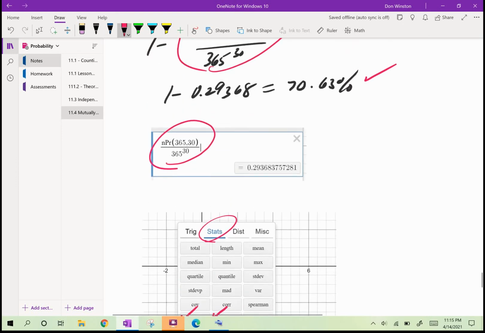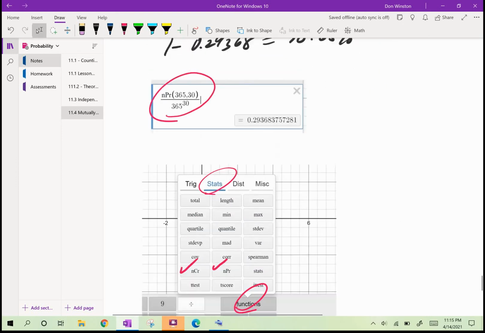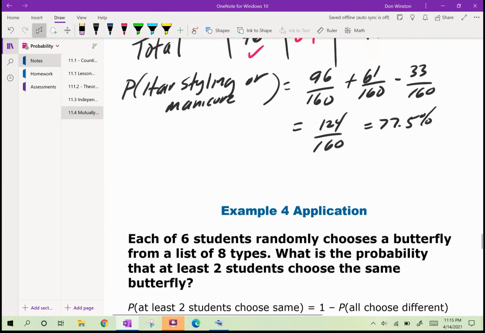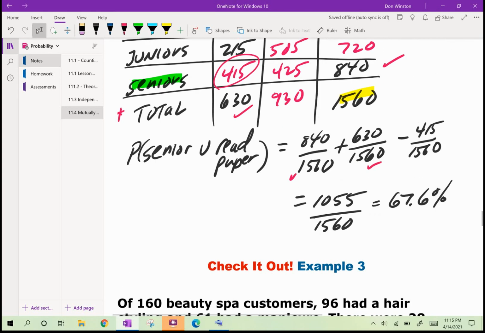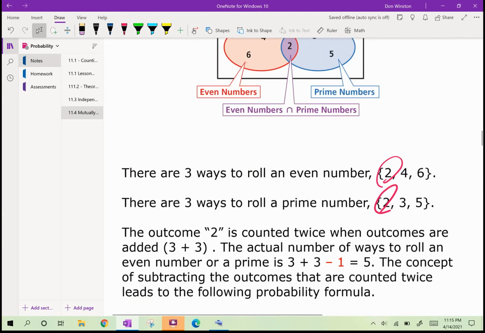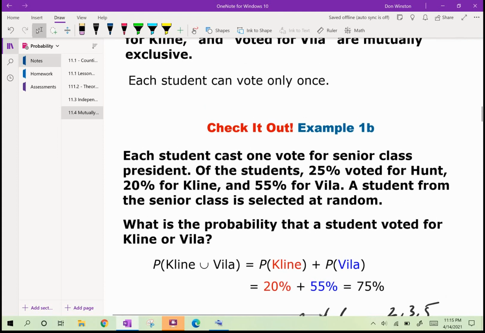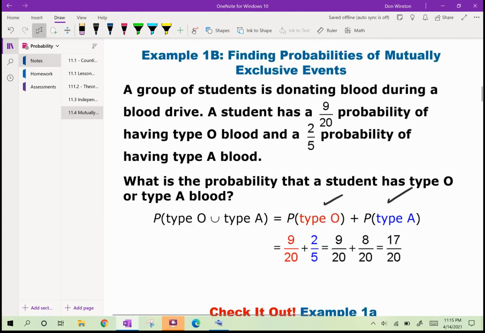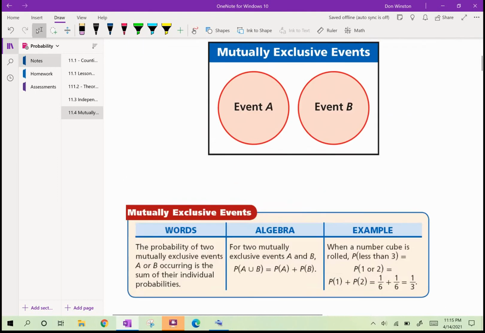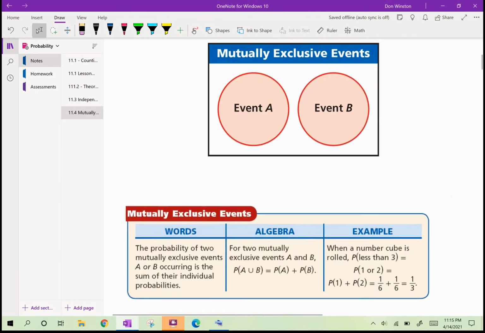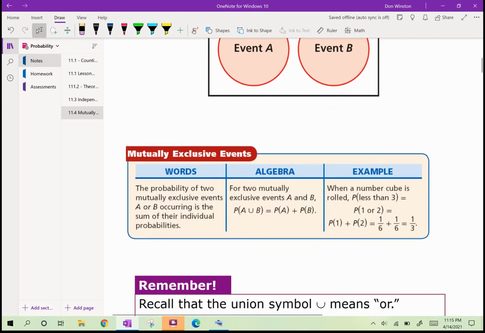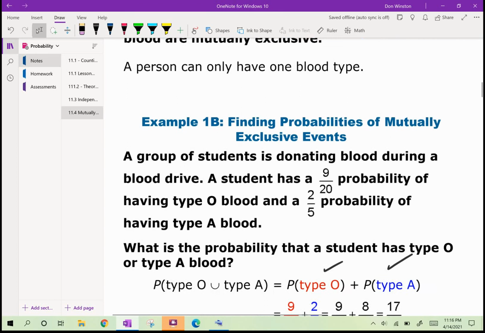Okay, pretty interesting problem. Okay, so that's it for mutually exclusive and inclusive. Mutually exclusive events are events that don't happen together, or can't. It's impossible for both events to happen at the same time, versus inclusive events where it's possible to happen at the same time. So mutually exclusive and inclusive events. So that's what we learned today.